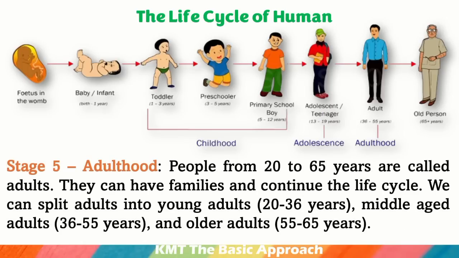Stage 5. Adulthood. People from 20 to 65 years old are called adults. They can have families and continue the life cycle. We can split adults into young adults, age 20 to 36 years old, middle-aged adults, 36 to 55 years old, and older adults, 55 to 65 years old.